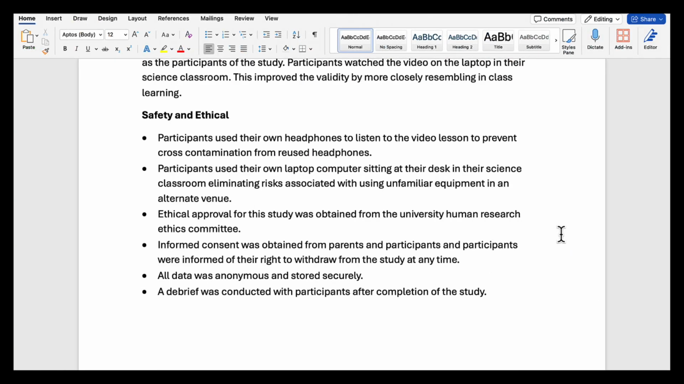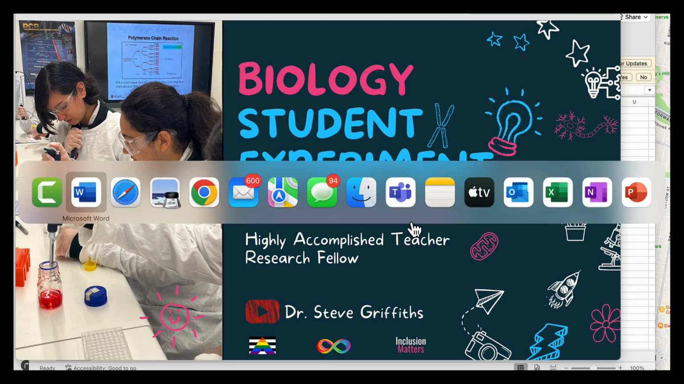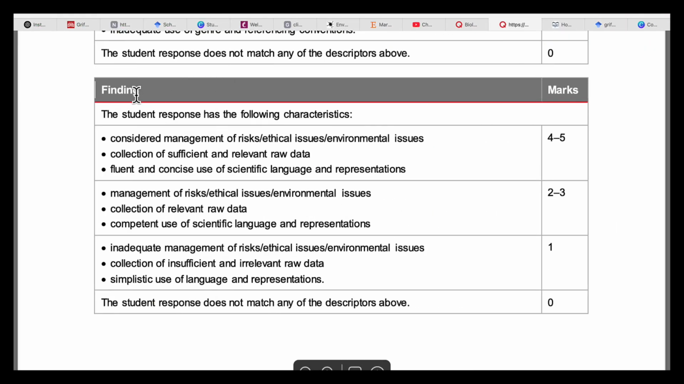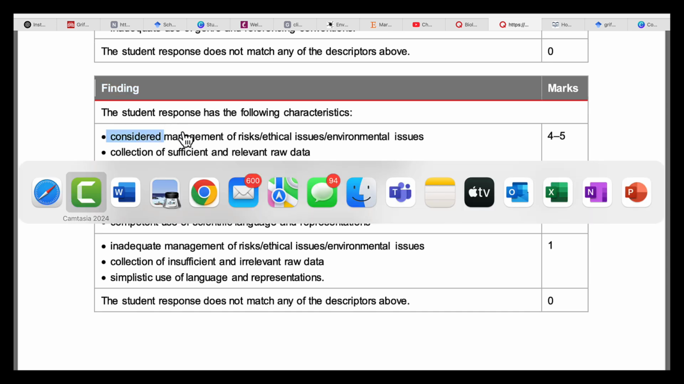So let's look at the next section of the student experiment. We start by looking at the marking guide. You can see the next section is findings. It's only 3 dot points here. Considered management of risk, ethical, environmental. The critical word here is considered. So let's have a look at this.